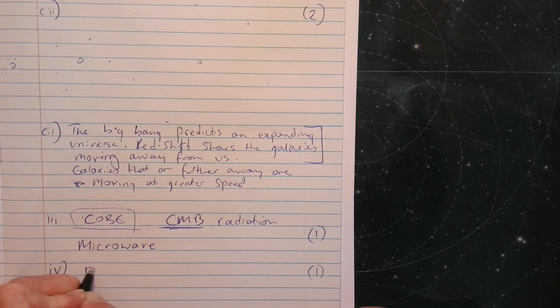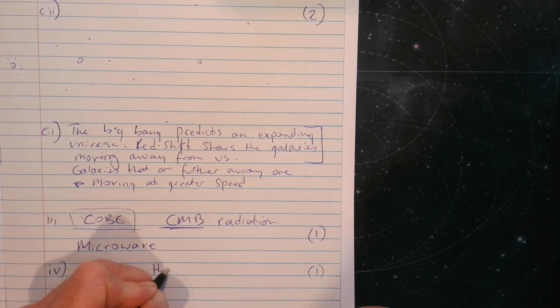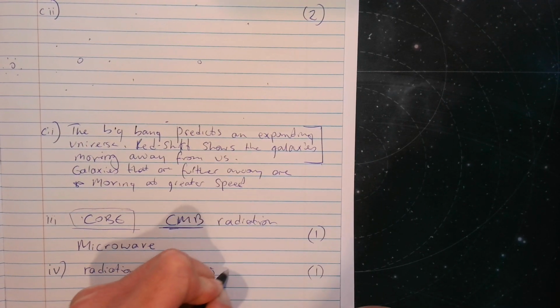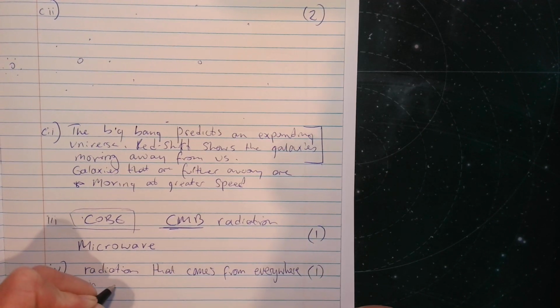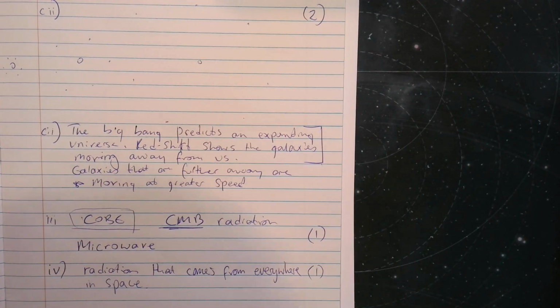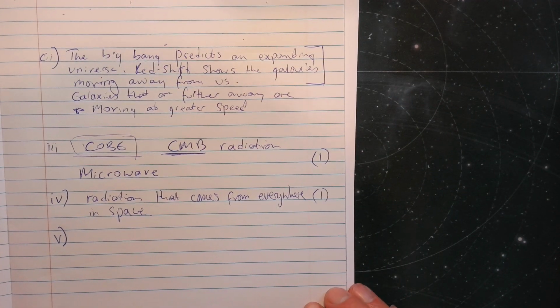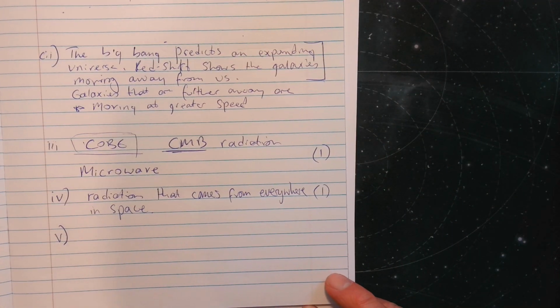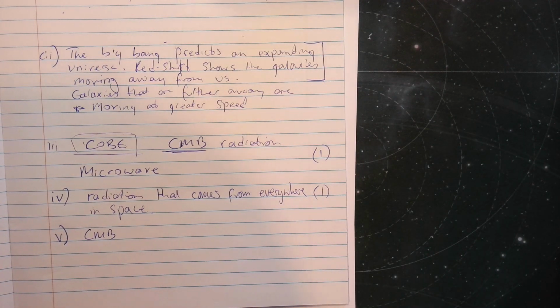So radiation that comes from everywhere in space. We could say in the sky or in the universe, radiation that comes from everywhere in space. And then last question, last part, can I fit it onto this page? Yes, I think I can. Last part for question 4 is explain how the presence of CMB radiation provides evidence for the Big Bang. Okay, so why does that provide evidence for the Big Bang?